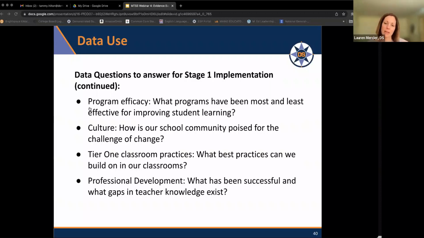And then professional development, what's been successful and what gaps do we have in teacher knowledge? Like what exists in terms of their gaps, right? And so this data can be gathered through observational rounds or post-observation conferences or surveys, right?